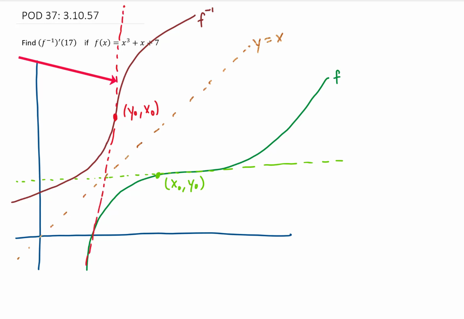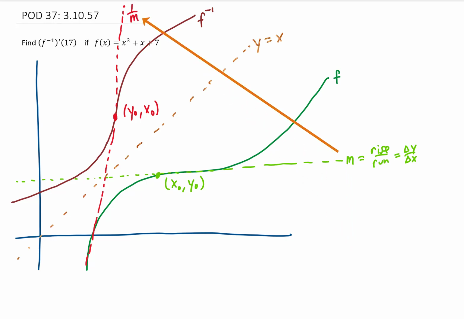We've always learned that the slope of a line is rise over run, or the change in y values over the change in x values. Since we know that with an inverse function, we're changing all of the x values and the y values, the rise for this function is the same as the run for this function, and the run for this function is the same as the rise for this function. That's maybe a long-winded way to say that if the slope of this tangent line is m, then the slope of this tangent line is 1 over m. They're reciprocals of each other. If you're with me so far, then that's great.